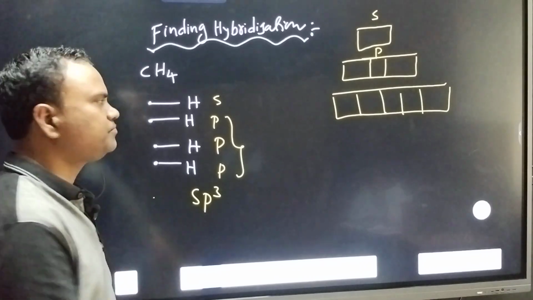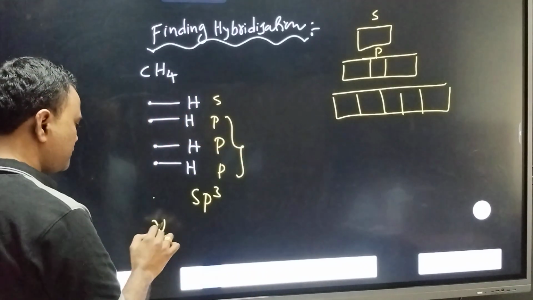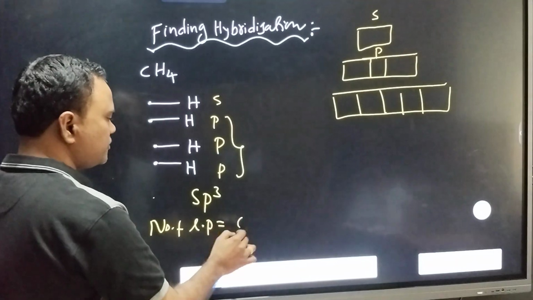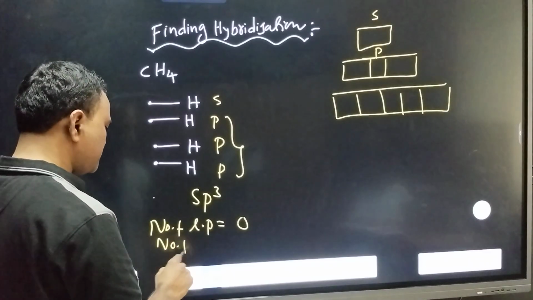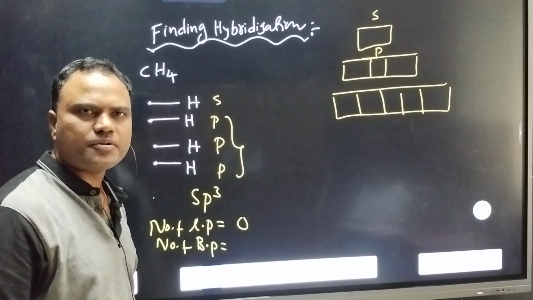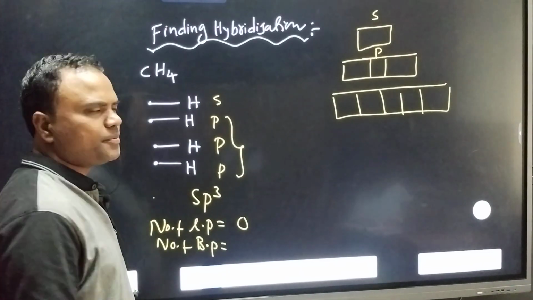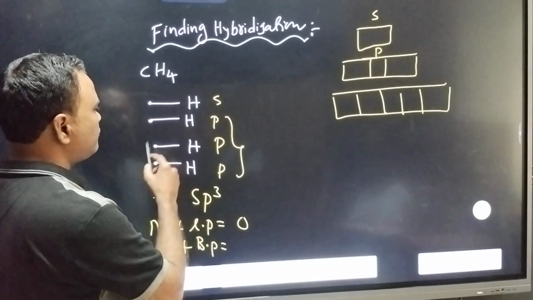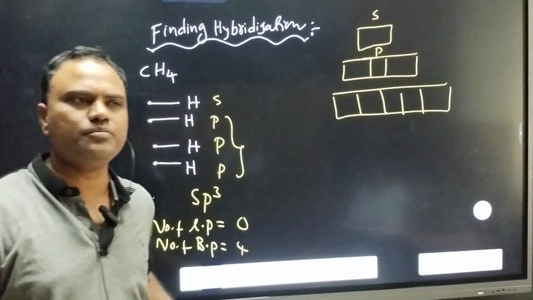Clear, everyone? Number of lone pairs: zero. Is there any lone pair remaining here? Number of bond pairs: how many bond pairs are present here? Misbah, how many? Four bond pairs. So the number of bond pairs and lone pairs is also very important.